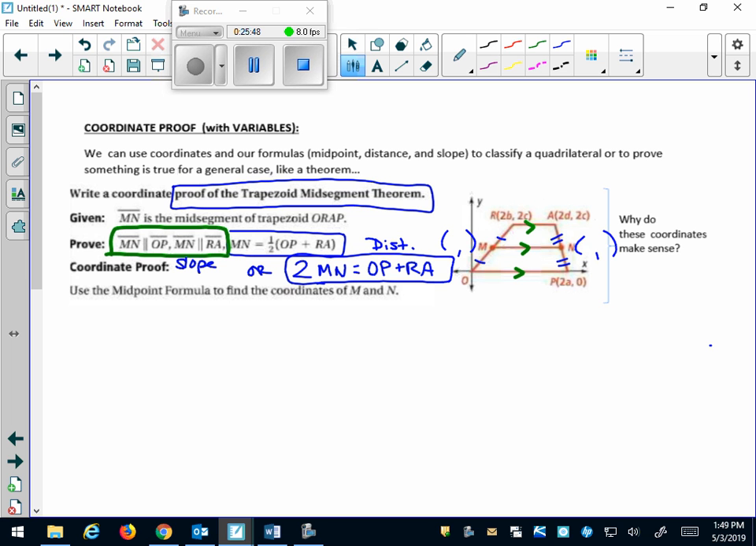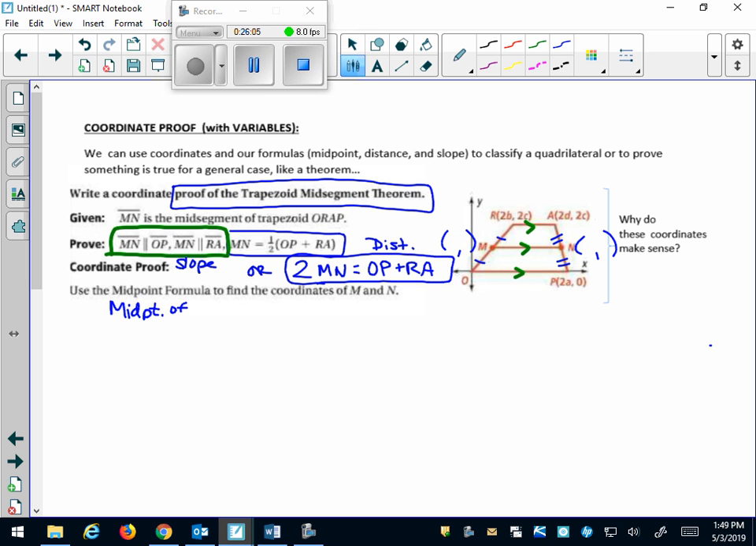Okay, I'm going to warn you right now not to write too big in this space. We kind of have a lot to fit in there. So kind of write small. All right, so the first thing we're going to do is find the coordinates of M and N using the midpoint formula.